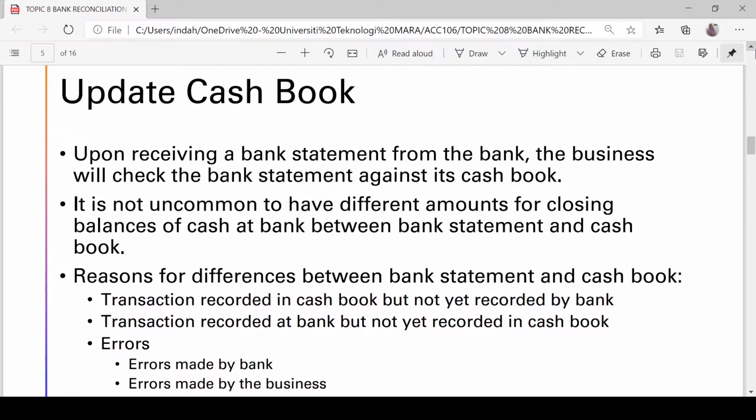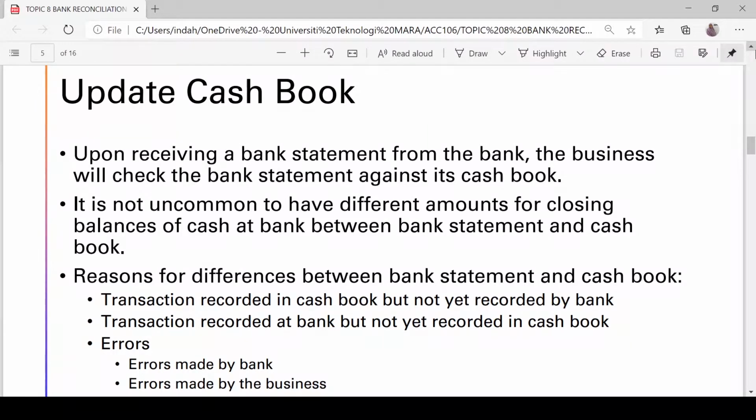The second difference is a transaction recorded at the bank but not yet recorded in the cash book. Nowadays most transactions are made online, so there are certain transactions that we might not be aware of when the transaction happens at the bank.